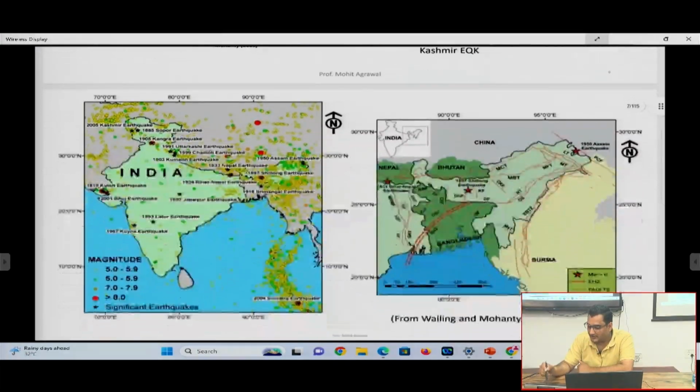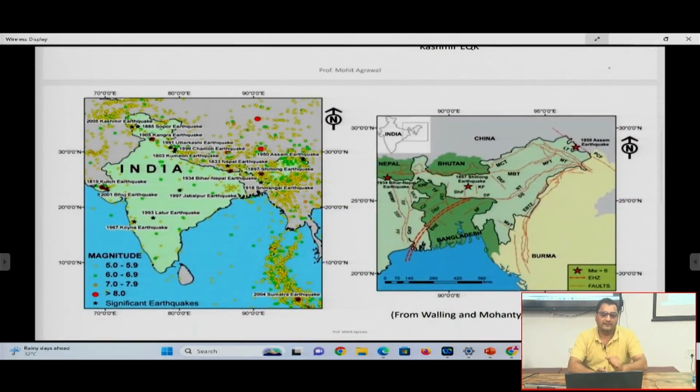Okay, now look at this particular picture where we have marked the epicenter locations on the Indian subcontinent map. This map is basically taken from Walling and Mohanty. The paper was published in 2010. And what you see here, all along the plate margin, is a cluster of earthquakes. Along the plate margin, most of the earthquakes are happening, and you see sparsely located earthquake epicenters in peninsular India.